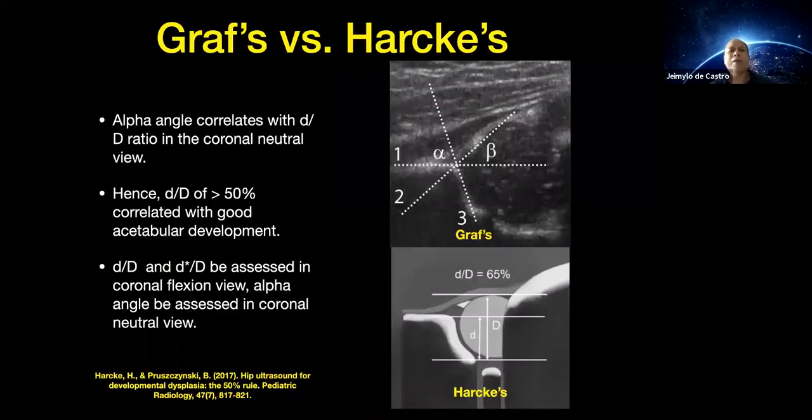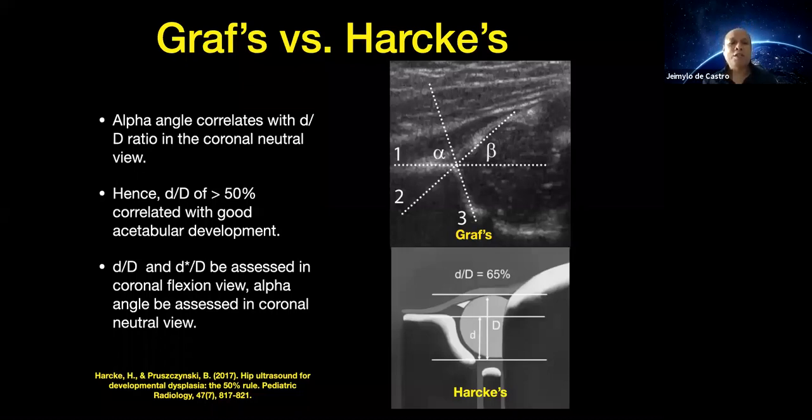Okay, so comparing both and correlating both, this is now what we come up with. The alpha angle correlates with the ratio of d over D in the coronal neutral view. In other words, if you're looking at the alpha angle, you want it to be more than 60 degrees, which means that we also have a good, more than 50% d over D ratio in the coronal neutral view. Hence, the ratio of d over D of more than 50% correlates with good acetabular development.